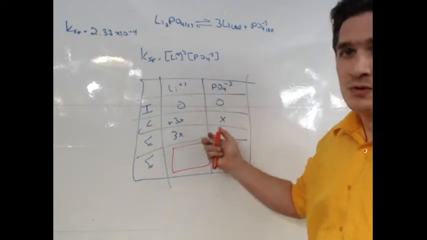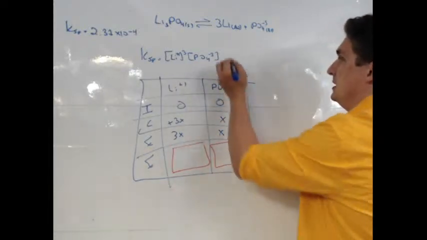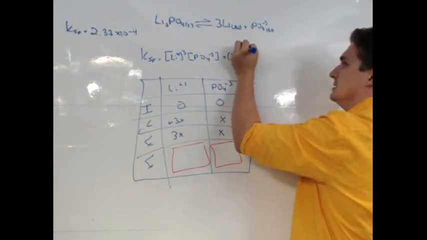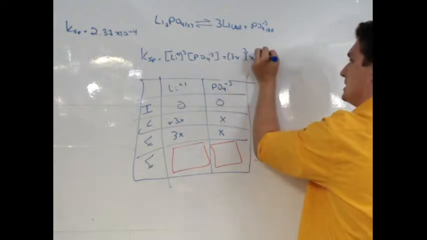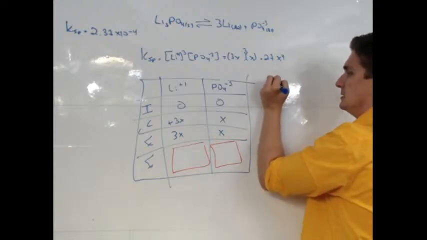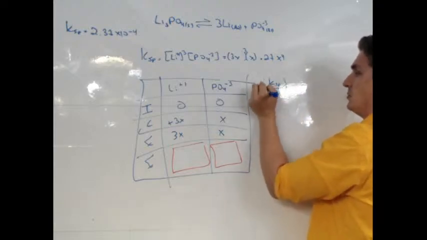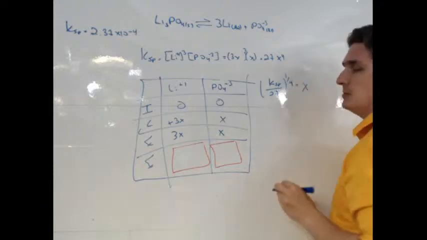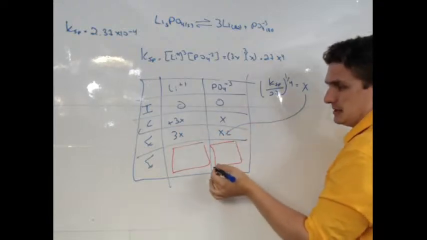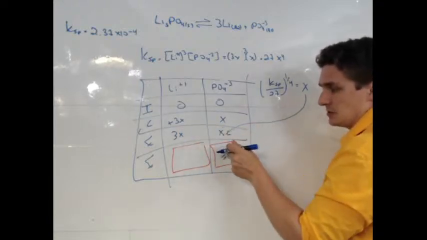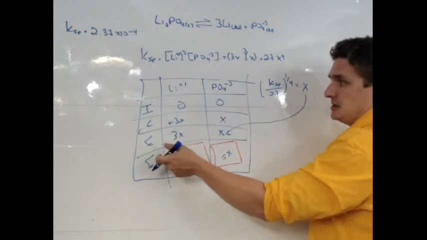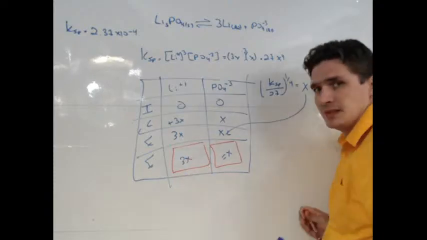Since we work this out entirely, we'll put it up here. So we get 3x to the third power times x. So this gives us 27x to the fourth. So if we take KSP divided by 27 and raise it to the 1/4 power, that will give us x. Whatever number we get for x, the concentration equals x because these two rows are equivalent. So the concentration of phosphate in this case is just equal to x. The concentration of lithium is equal to 3x.